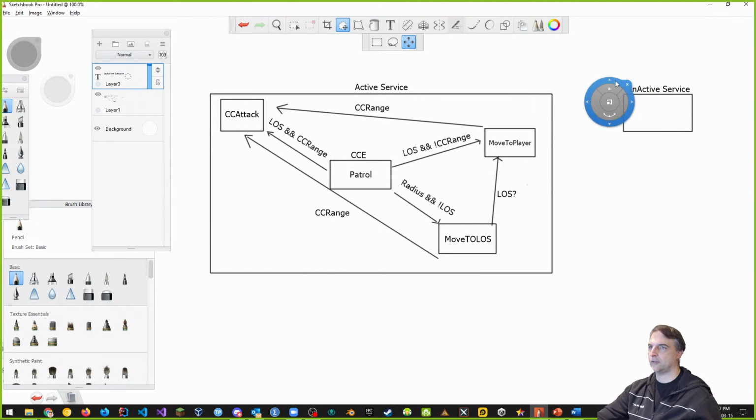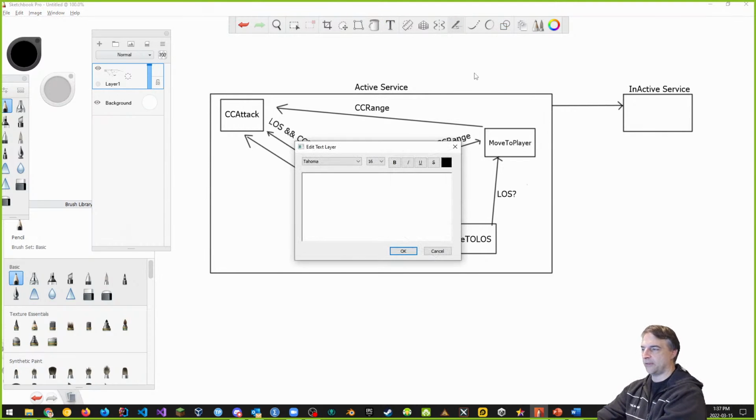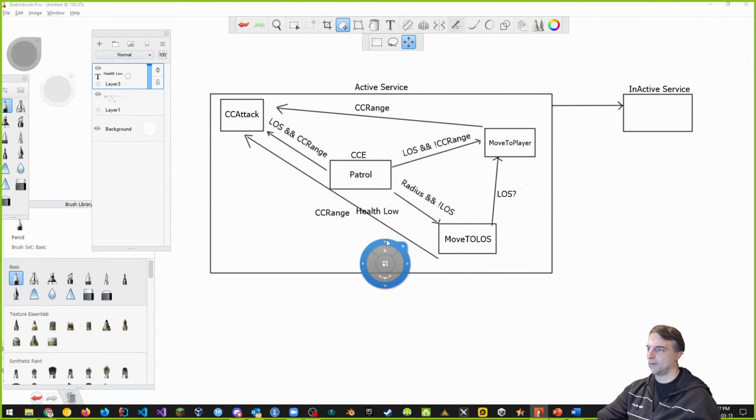There's a transition that I want to get to that goes from here to here, and it's anytime from any one of these things, I can transition from active service to inactive service, just like we've done before. We can move from one state to this state here, and we can do that because of health low. Health is low. That's the condition for the transition to inactive service.